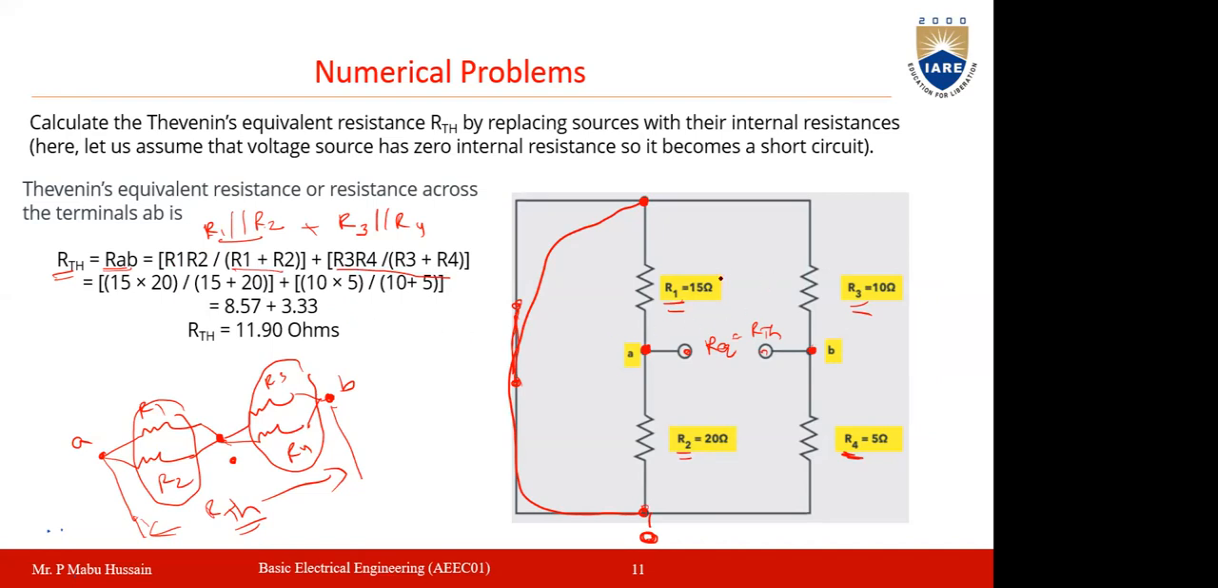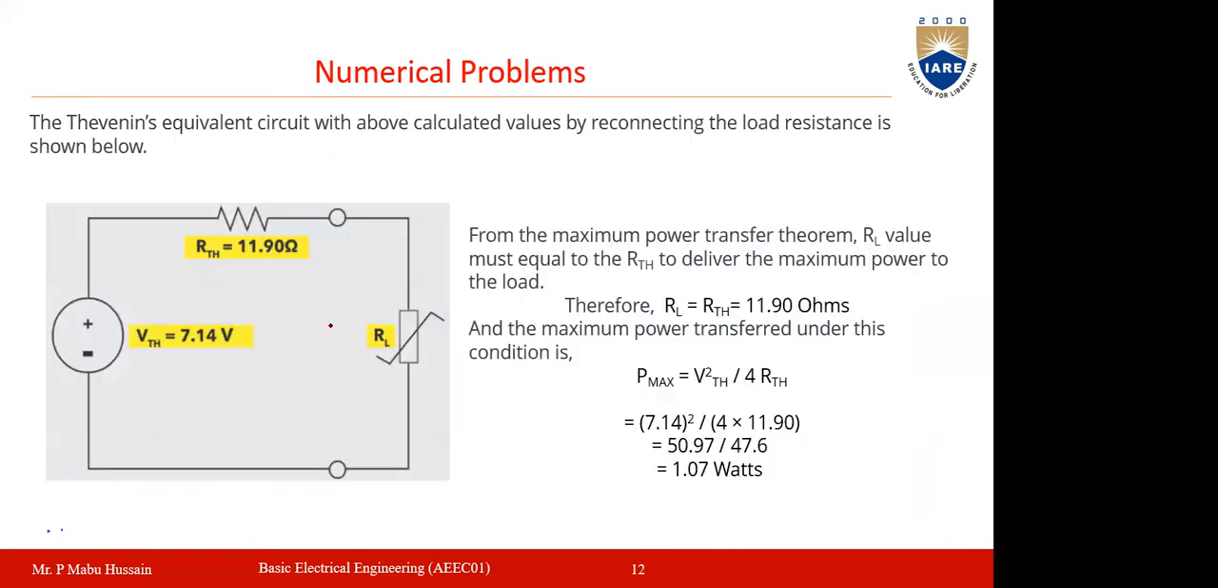And the values of the resistances are given here. R1 is 15 ohms, R2 is 20 ohms, R3 is 10 ohms, R4 is 5 ohms. So you simply substitute all the values in this equation, and then you will get the RThevenin value. Here we are getting RThevenin equal to 11.9 ohms. So you got the VThevenin, and you got the RThevenin.